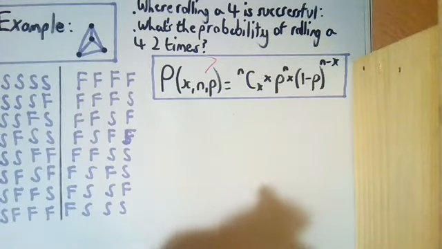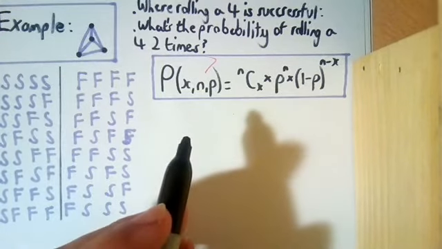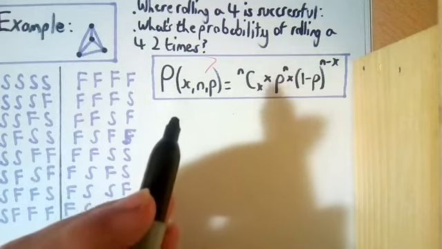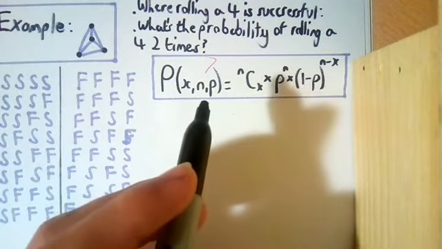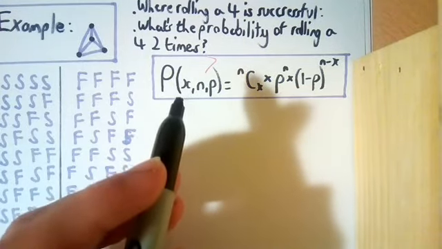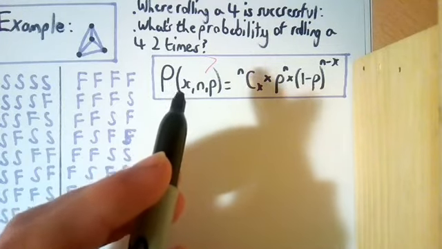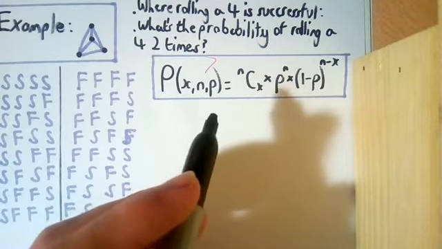That's what's taken into account, and this is the formula for finding the probability of x successful outcomes. Here, x is the number of successful outcomes we want, and n is the number of trials, which is 4 in this case. So x is the number of times we want our successful outcome, so it's 2 in this case. We're asking what's the probability of rolling a 4 twice, so we're getting 2 successes. And p is the probability of having a successful outcome.